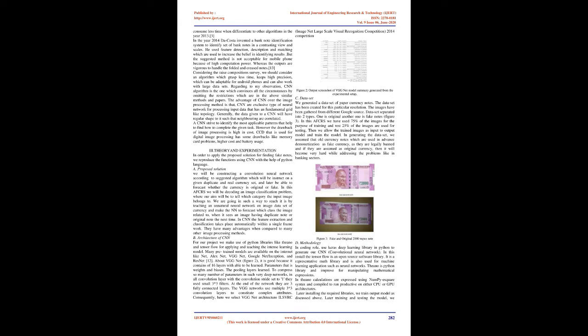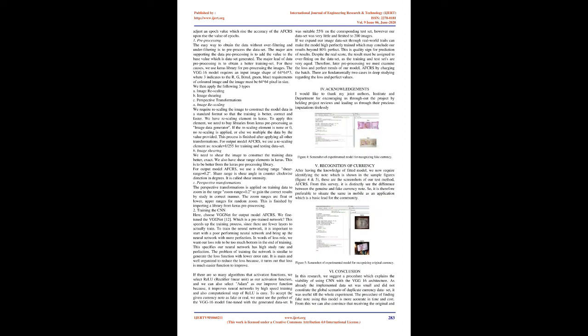B. Architecture of CNN. For our project we make use of Python libraries like Theano and TensorFlow for applying and training the deep learning model. Many pre-trained models are available on the internet like LeNet, AlexNet, VGGNet, GoogleNet/Inception, and ResNet. About VGGNet, Figure 2, it is good because it consists of 16 layers with learnable parameters, that is weights and biases. The pooling layers learn to compress the large number of parameters in such very deep networks.